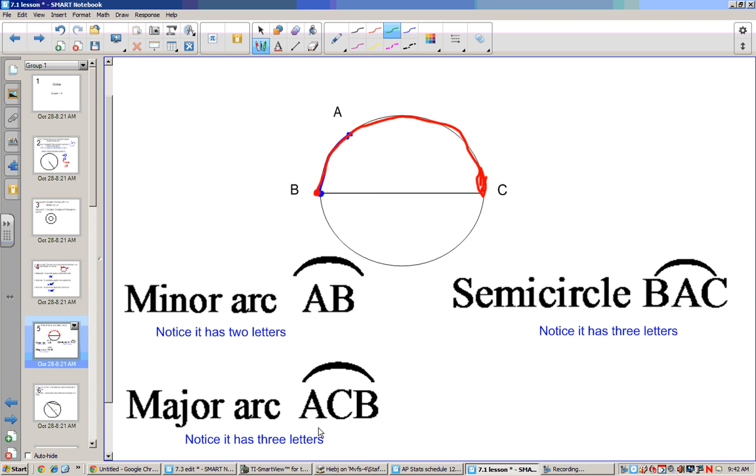Now finally we have a major arc ACB. That means we're starting at A, we're going around the circle, passing through C, and coming back around to B. Notice that the major arc has 3 letters, showing that it goes through C before it gets back to B. And notice that it's more than half of the way around your circle.